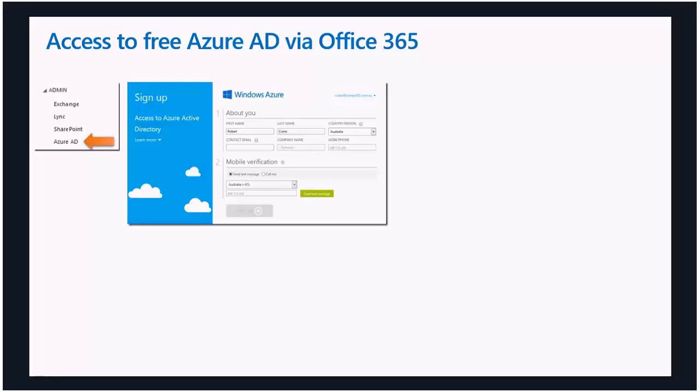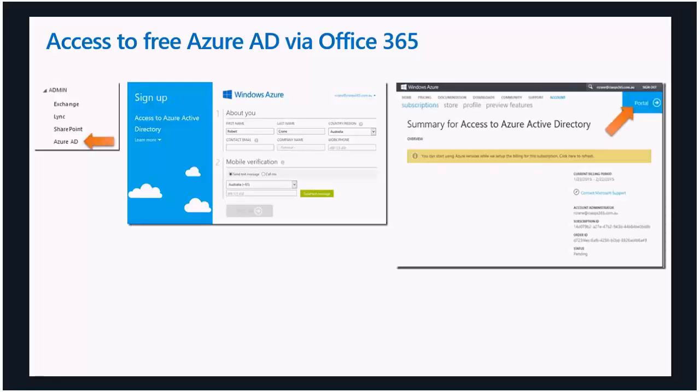Note here the difference is that you'll not be prompted for a credit card. If you sign up for an Azure trial, you are normally prompted for a credit card, even though it is a free trial. Here, when you sign up for Azure AD via the Office 365 portal, all you're prompted for is some user details. No credit card is required.